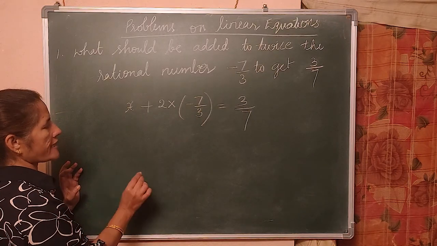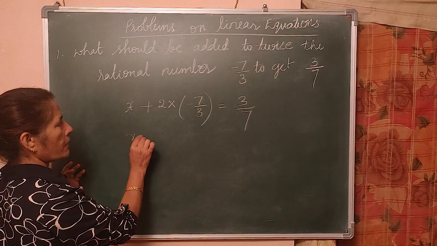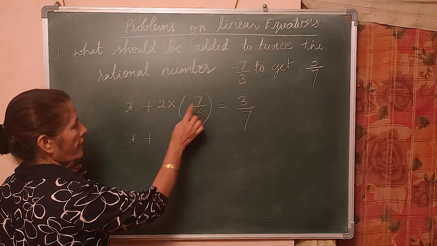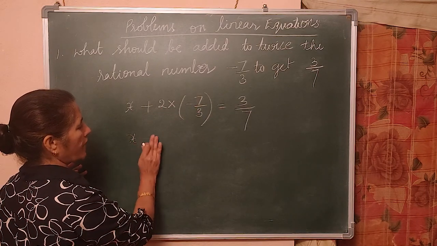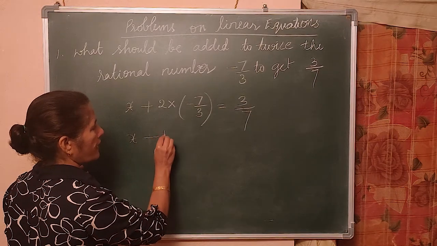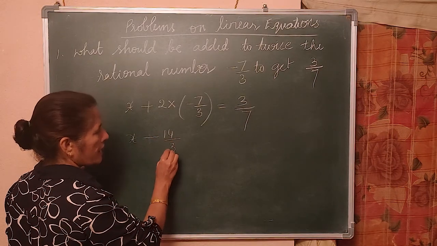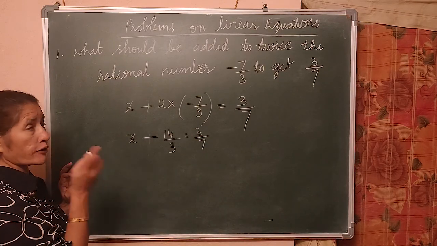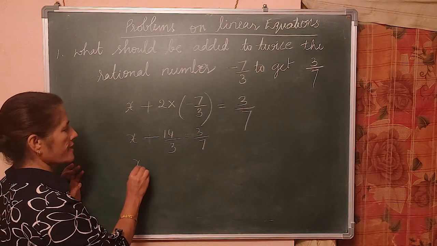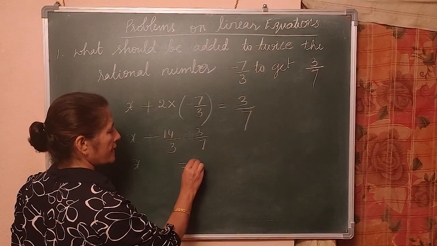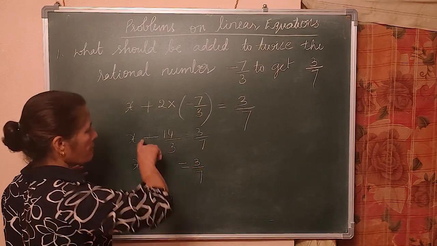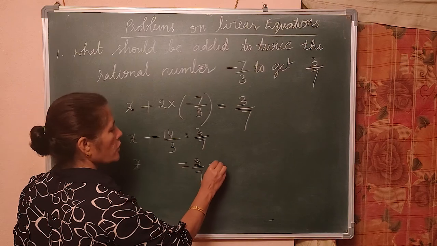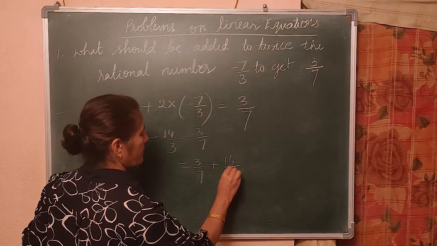So what is the next step? x plus 2 7s are minus 14 by 3. So I write down x minus 14 by 3 is equal to 3 by 7. What is my next work? I have to find out x. So x is equal to 3 by 7, minus, I am taking that side, so plus 14 by 3.